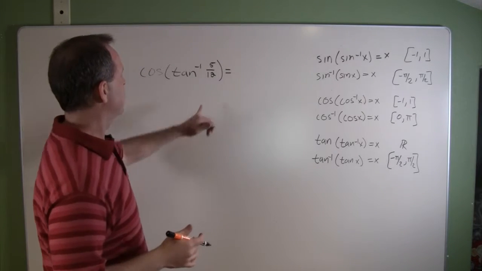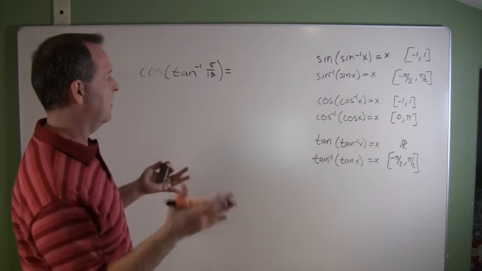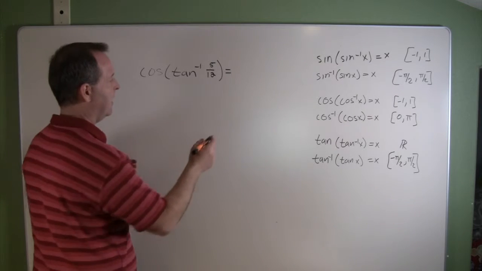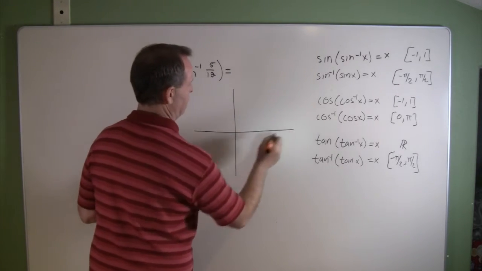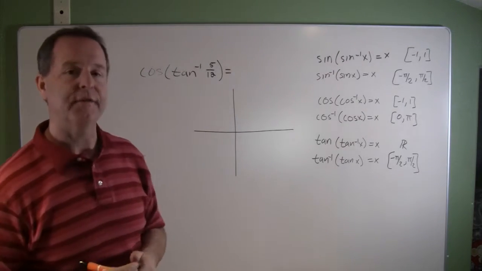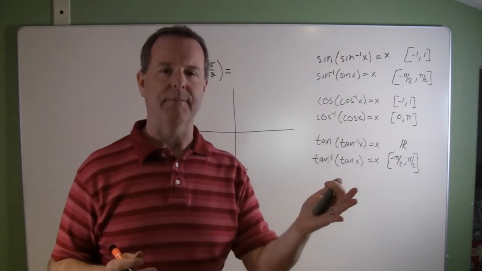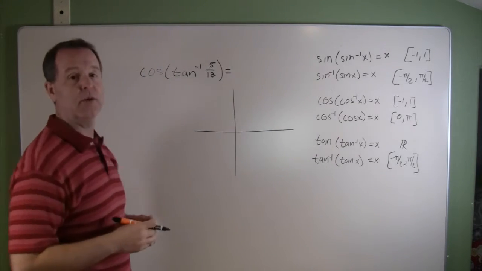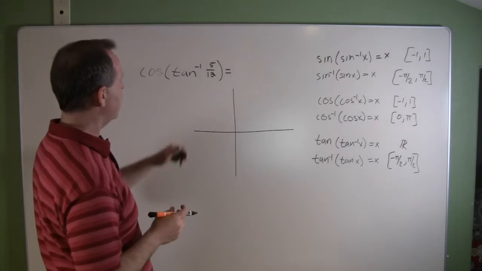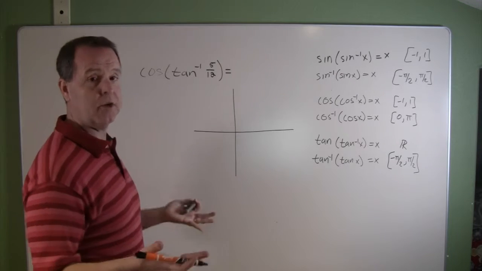And we remember we're looking in our domain, because our tangent functions were defined from negative pi halves to pi halves in its regular domain, and then its inverse function was all real numbers. And so let's look at this. So let's draw a triangle.